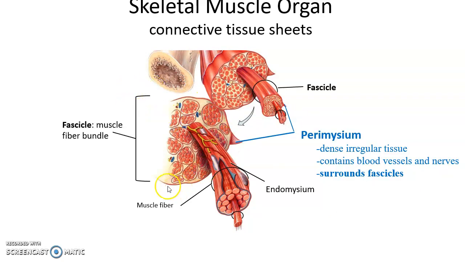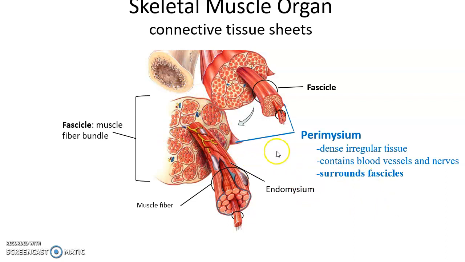Then wrapped around each fascicle is a sheet of dense regular connective tissue called the perimysium. So a perimysium is a sheet of dense connective tissue around the fascicle. It helps to contain muscle cells all together, as well as blood vessels and nerves within the fascicle.